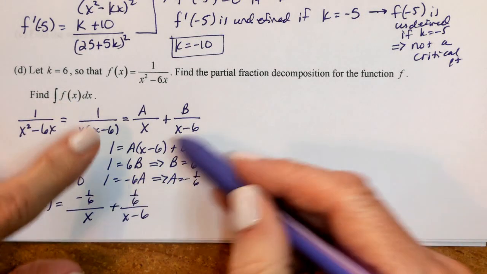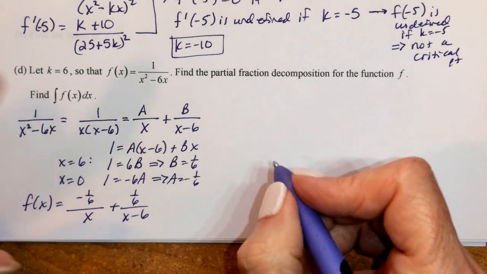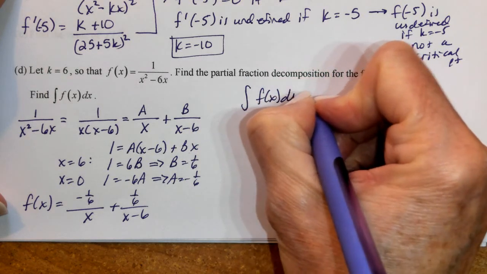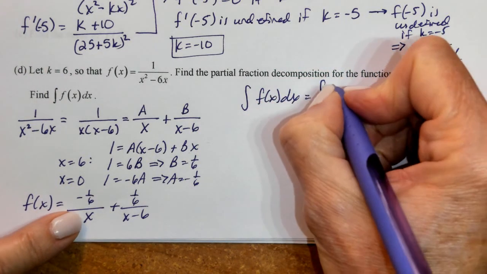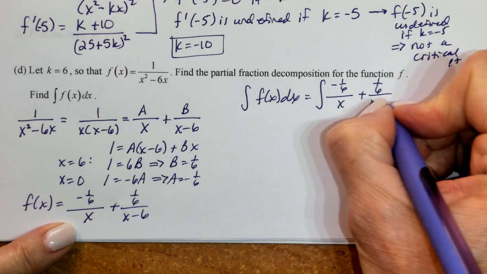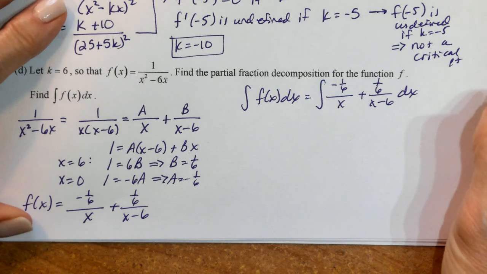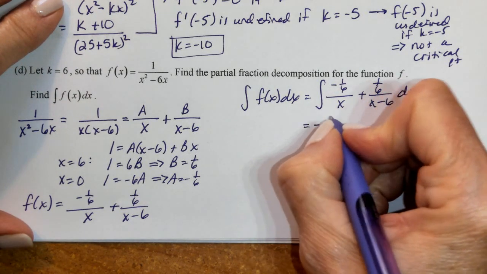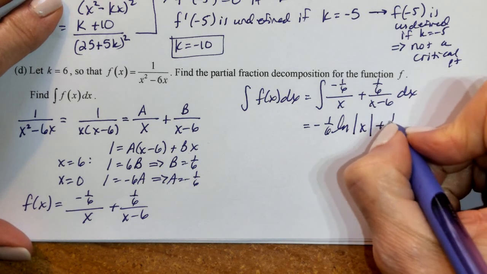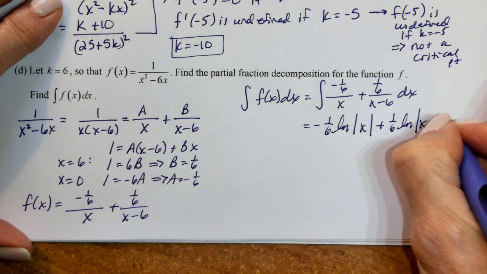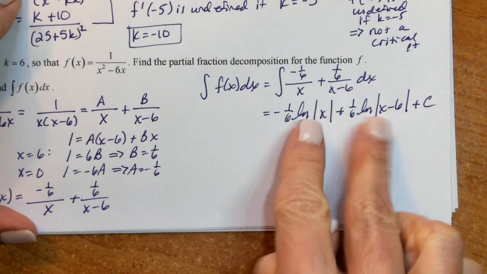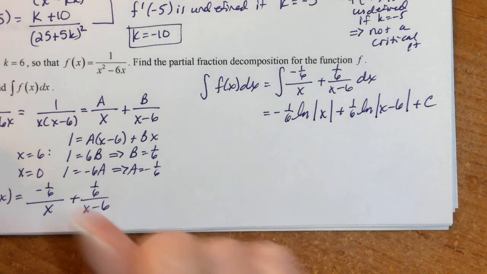Now we're going to use what we just did to find the integral. So the integral of f of x dx will be the integral of negative 1/6 over x plus 1/6 over x minus 6 dx. Negative 1/6 natural log absolute value x plus 1/6 natural log absolute value x minus 6 plus c. There is no reason to put these together. Just leave it like that and we're done.